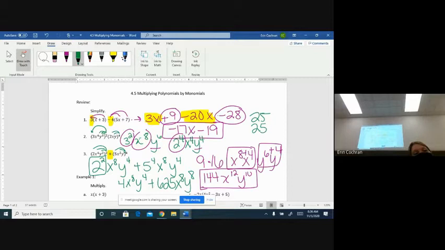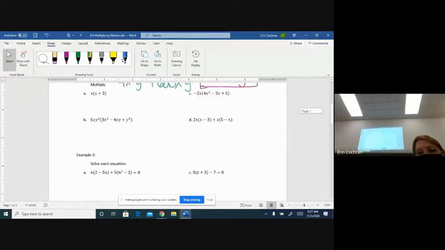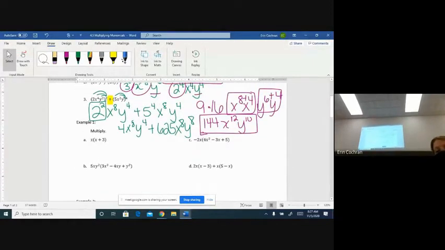Now, are these like terms? Yes, they are. So can we combine those? Yes. Yes, we can. So what is 4x to the 8th, y to the 4th, plus 625, x to the 8th, y to the 4th? Yep. Good. 629, x to the 8th, y to the 4th. And you can see why I accidentally switched that one right there. I don't know why. There you go. And that would be your final answer. Any questions with that?